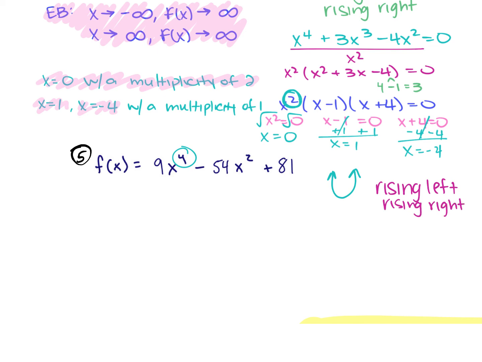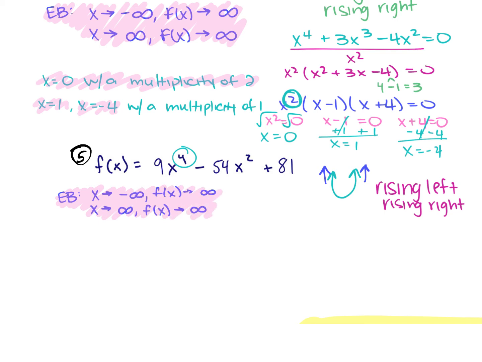So for your end behavior, as x goes to negative infinity, to the left, where does your f of x go? As x goes to positive infinity, so to the right, f of x goes to positive infinity. They both go to infinity. So that's your end behavior.